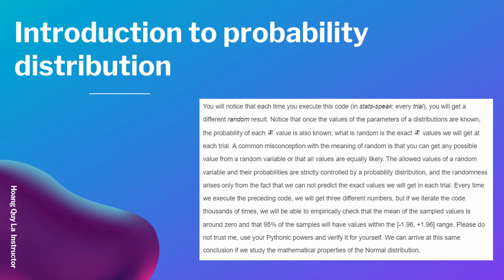Every time you execute the above code, you will get three different numbers, and if we iterate the code 1,000 times, you will be able to empirically check that the mean of the sample values is around 0, and that 95% of the samples will have values within the range of negative 1.96 to positive 1.96. Please do not trust me. Use your Pythonic powers and verify it by yourself. We can arrive at this same conclusion if we study the mathematical properties of the normal distribution.